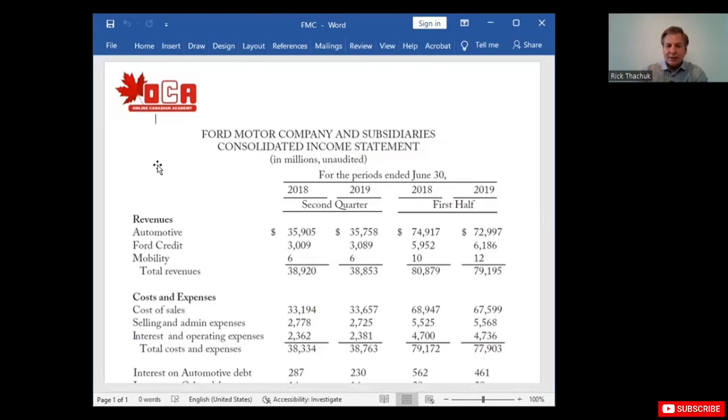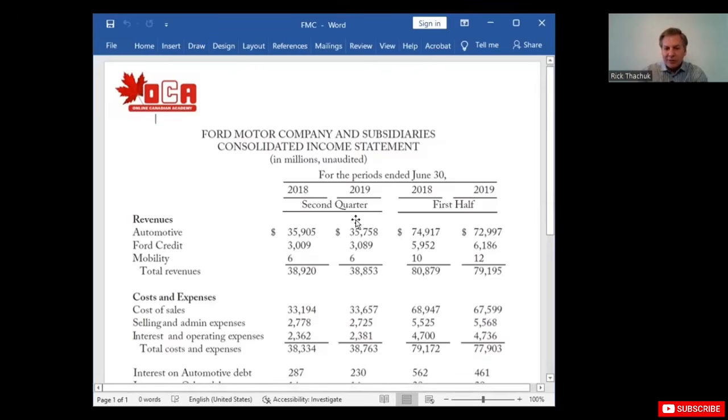These values have been prepared as of the end of June 2019. Now the second quarter, what is that? Well, if I divide the year into quarters, then each quarter has 3 months. So January, February, March, that's the first quarter. April, May, June is the second quarter. July, August, September is the third quarter, and October, November, December is the fourth quarter.